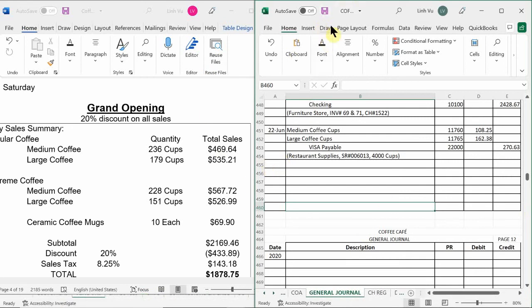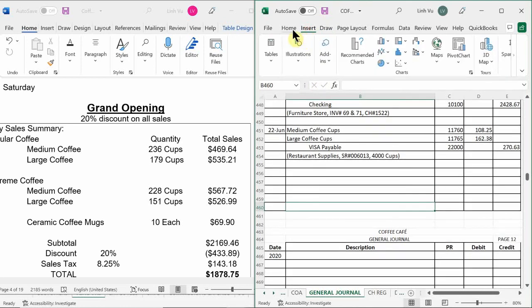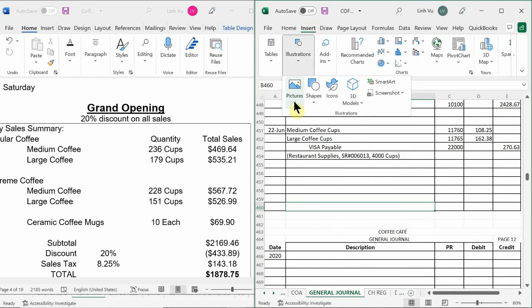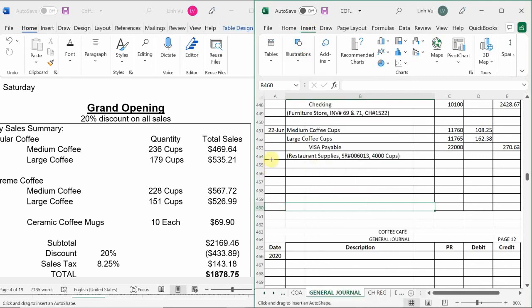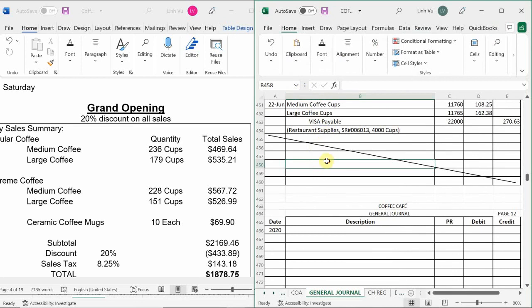So to ensure that no one is going to go into this and add something in there, I'm going to go ahead and insert a line here. I'm going to start from the top corner of the date and drag it all the way to the bottom of the credit. And since that line, you can't really see it, I'm going to draw it thicker. And there you go.